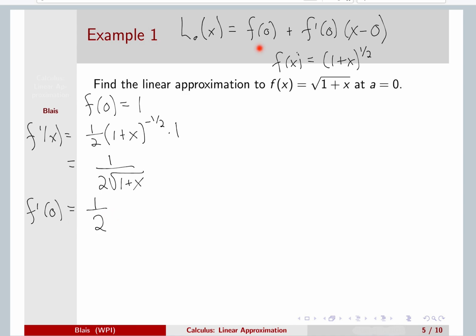Plugging these into our linear approximation, we get that L0 of x is f of 0, which was 1, plus f prime of 0, which is a half, times x minus 0. So 1 plus 1/2 x.